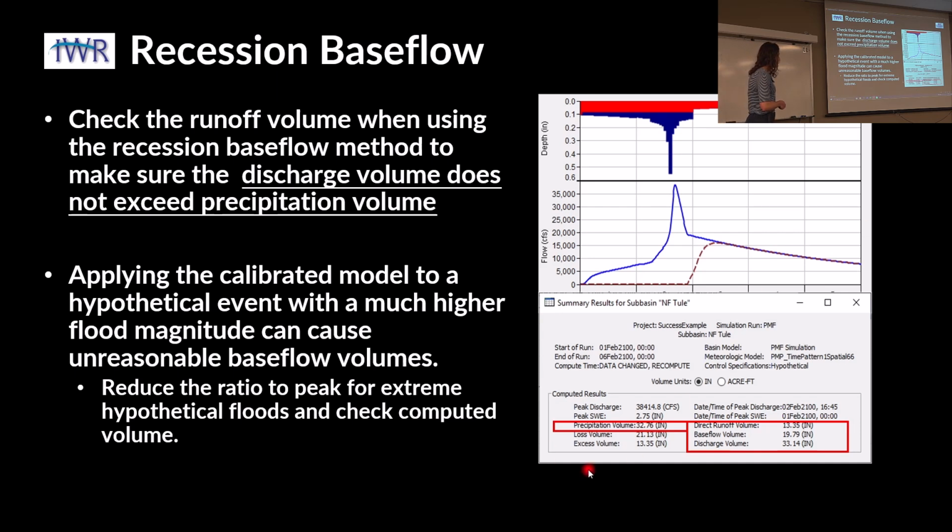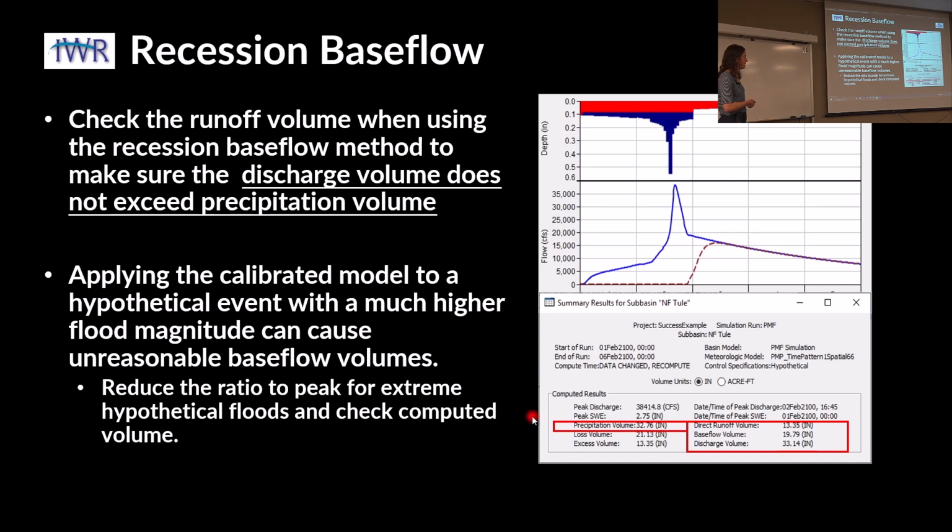So here I have a precipitation volume of 32.76 inches. My total discharge volume simulated is 33.14. So that's a roughly 0.4 inch difference. In some cases, that's not a huge concern, right? That's not actually a huge difference. But as you use this over longer and longer term simulations, that can add up a lot and that needs to be evaluated, and that's often why recession is not the best method for continuous simulation, right?